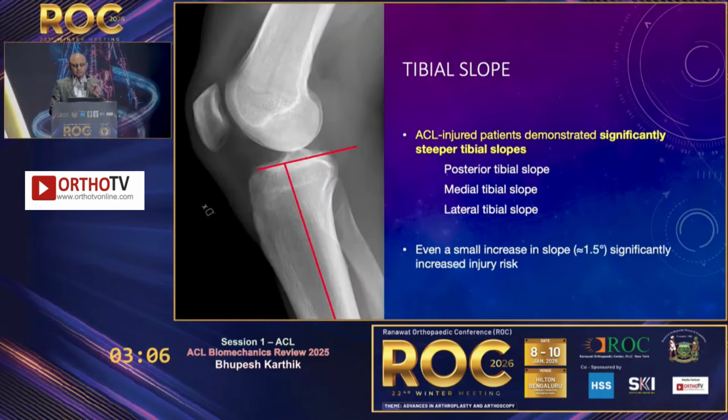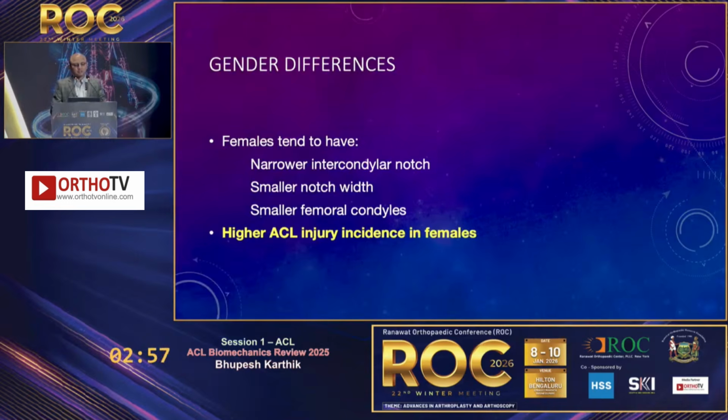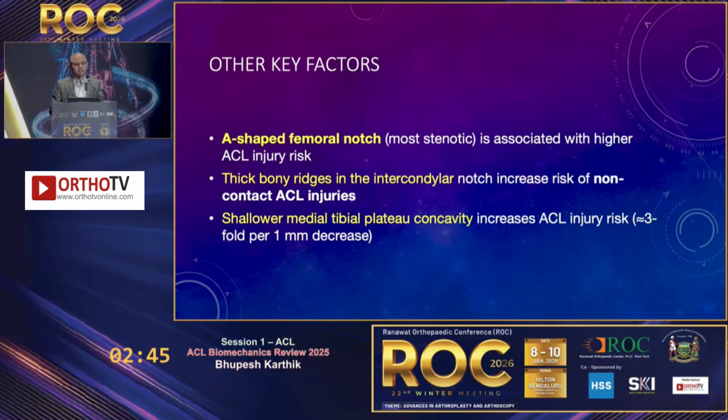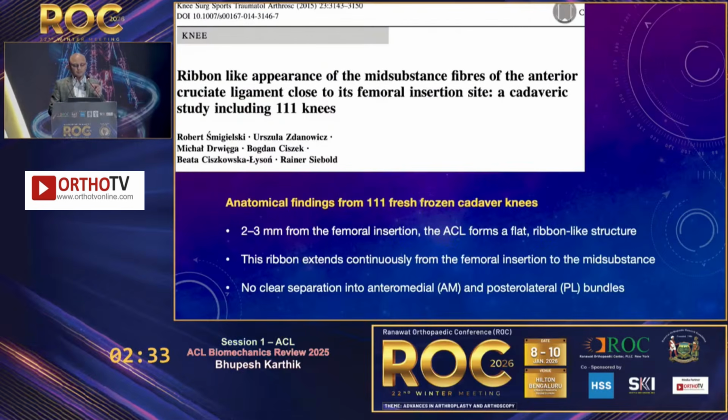And we all know the tibial slope, and tibial slope is also a very important factor that increases ACL primary failure. Women have a narrow intercondylar notch, small notch width, and smaller femoral condyles, so they have a higher incidence of ACL failures. The other anatomical factors are a stenotic notch, an A-shaped notch, thick bony ridges in the intercondylar notch, and a shallow medial tibial plateau, which all lead to early ACL failure.